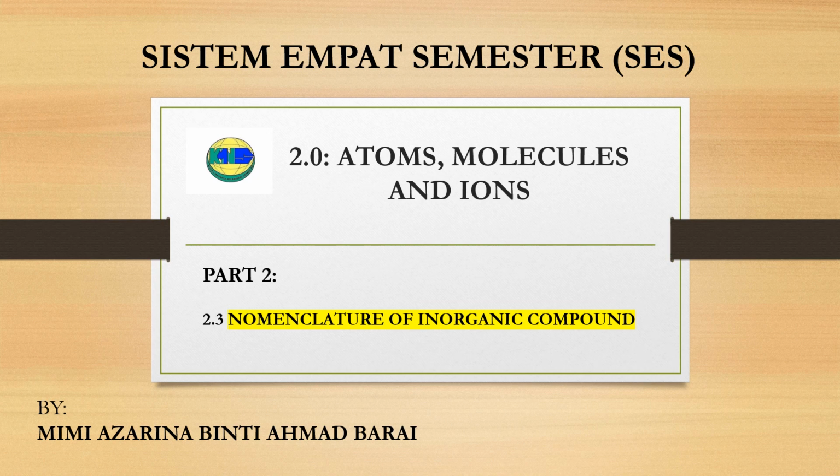Hi, we continue with nomenclature of inorganic compounds. What is an inorganic compound? An inorganic compound is any substance in which two or more chemical elements, usually other than carbon, are combined, nearly always in definite proportions.